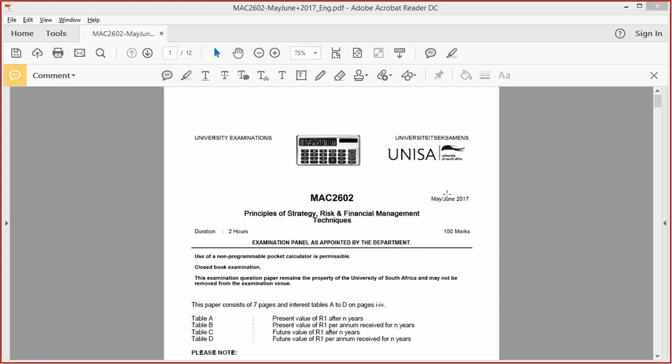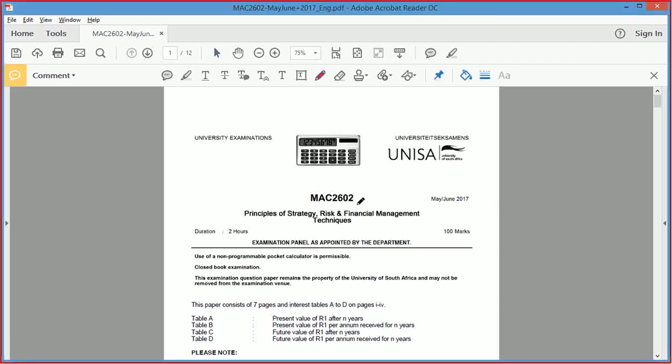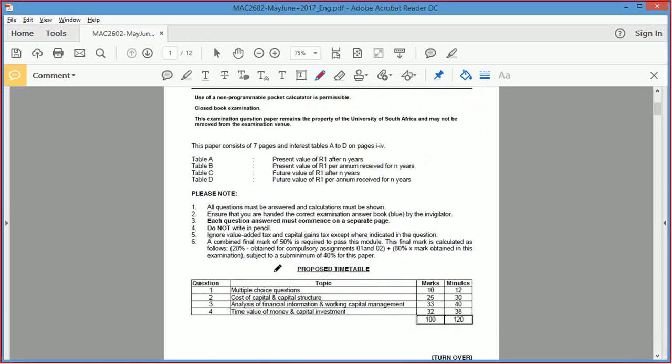Let's start. Obviously, exam technique is very important. So when looking at a question like this, obviously this is the MAC exam 2602, the May/June 2017 paper. What I would do is look at the questions here, and I'd be looking for the easier questions to start off with, because you can build marks, and remember, you need 50% to pass.